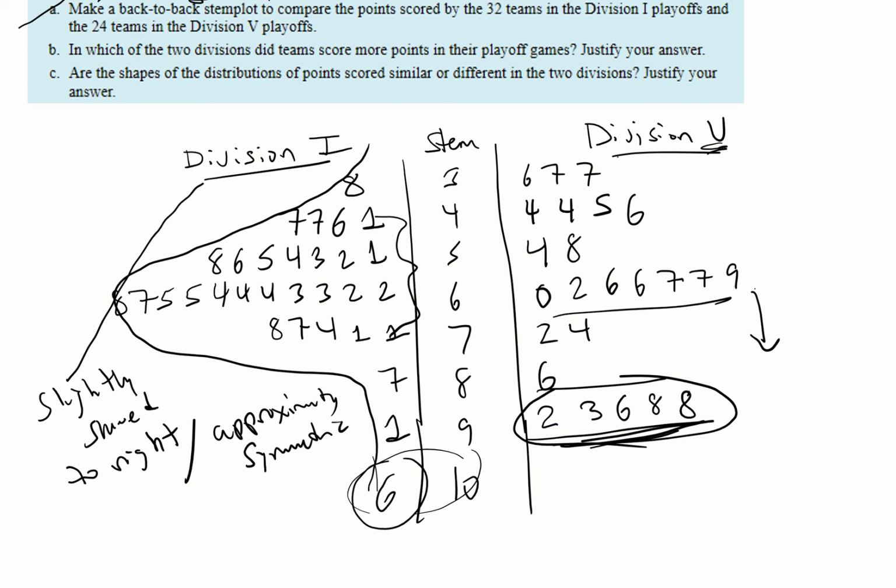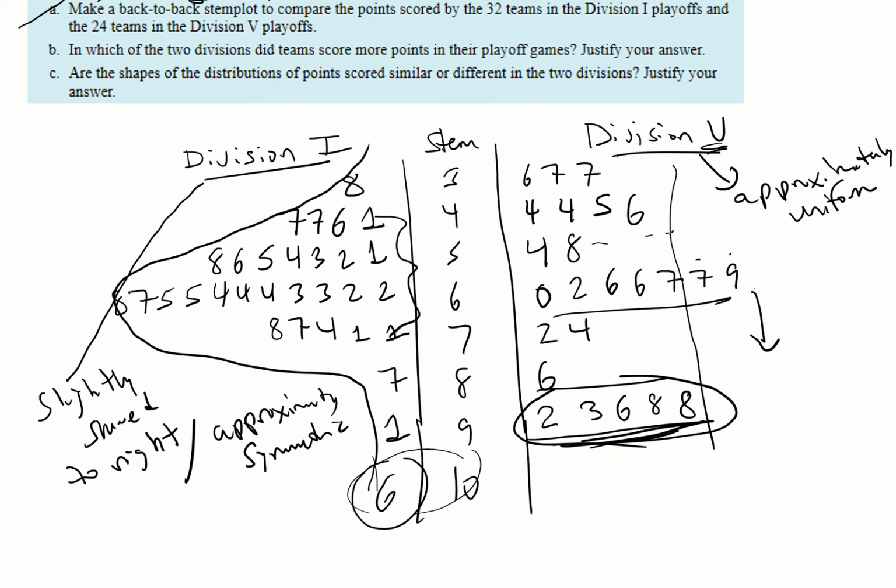Whereas Division 5 is kind of all over the place, but for the most part, we could say it's approximately uniform. Some of these values can be a little bit larger, some of them a little bit smaller, and then they'll be about the same, just because there's so many things going on. And there are a few peaks here in Division 5. So the shapes are definitely different.